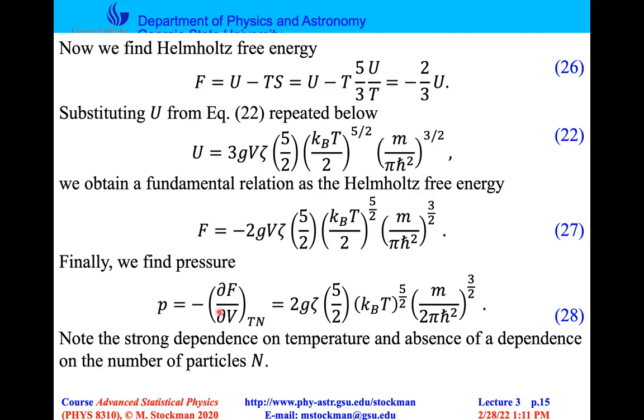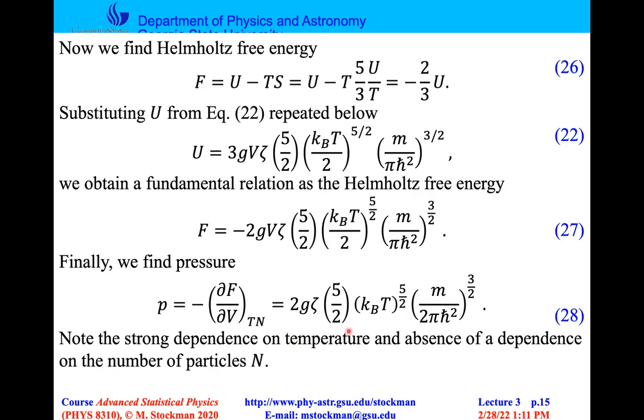Finally, we can find pressure. This derivative of F over V simply removes this V. It is at constant T and constant N, but again, I explain to you, N never enters this expression below the condensation temperature, because N doesn't control anything except the number in the condensate, and the number in the condensate is irrelevant for thermodynamics. It doesn't contribute. It has zero entropy, zero energy, everything is zero. So we just remove V, change the sign, and this is the expression for pressure.